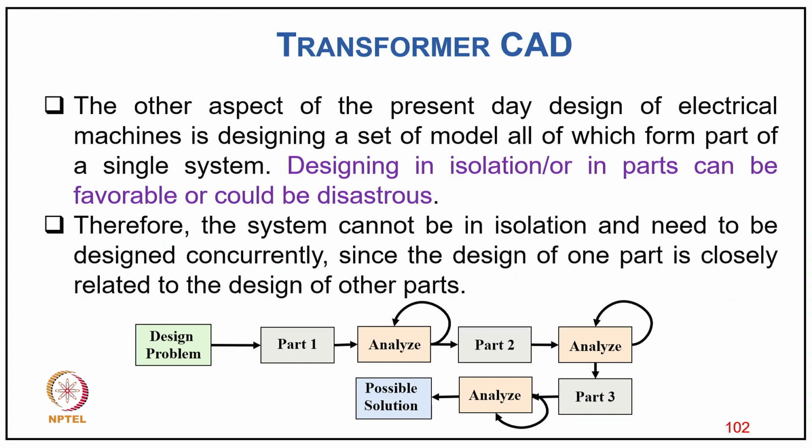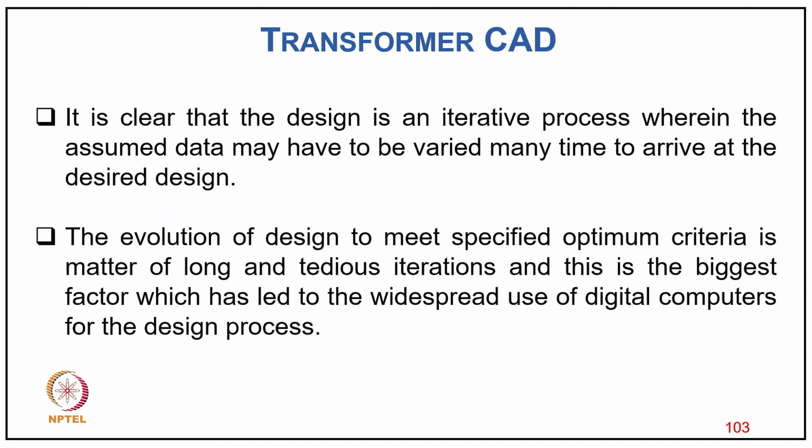The other aspect of the design of electrical machines is designing a set of models, all of which form part of a single system. Designing in isolation or in parts can be risky or even disastrous. Therefore, the system cannot be treated in isolation and needs to be designed concurrently, since the design of one part is closely related to the design of another part. So we design part 1, then analyze and go back if required, then part 2, analyze and go back, then part 3, analyze, design and come to the final solution. It is clear that design is an iterative process wherein assumed data may be varied many times to arrive at the desired design.